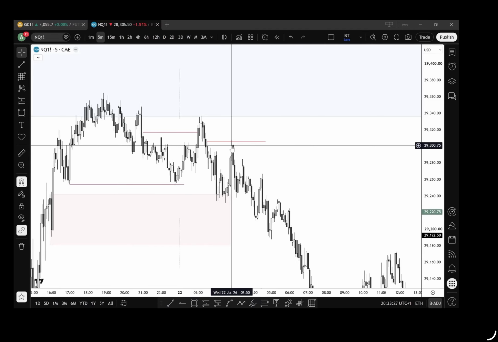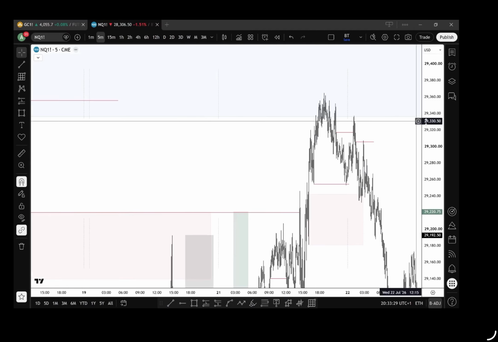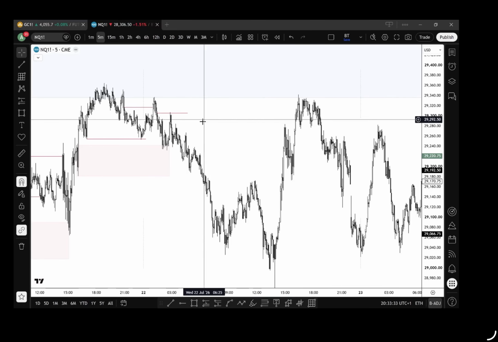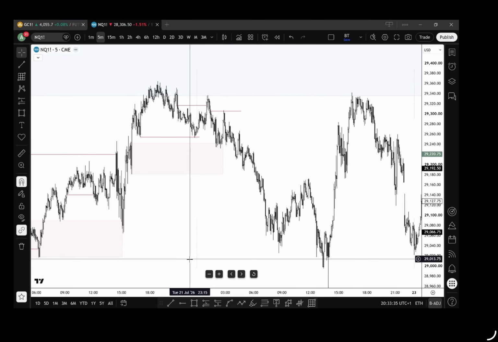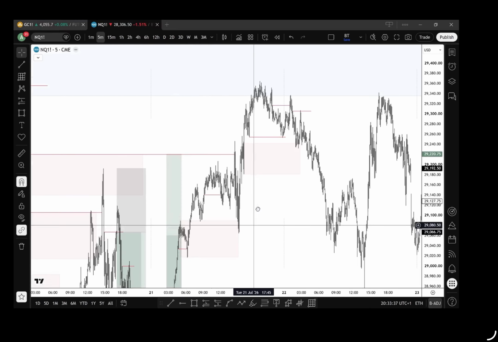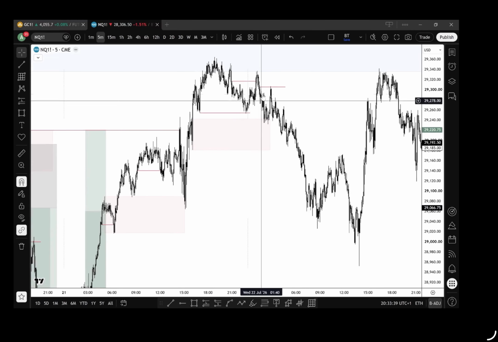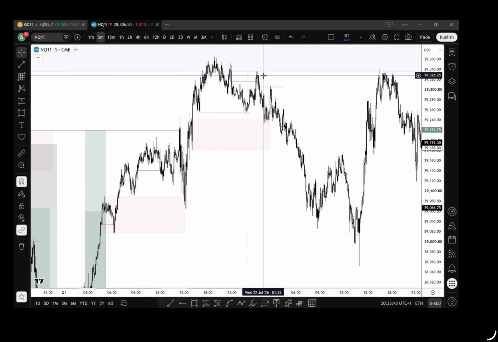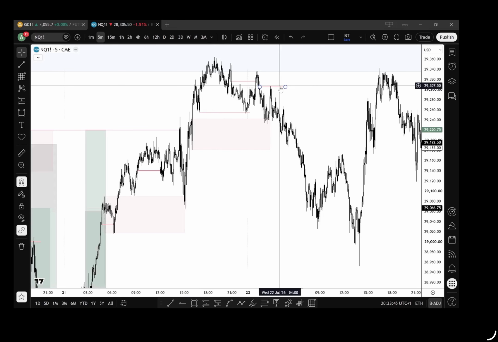Now you could have taken an entry there during Asia, okay, on Wednesday, to the lows. So that's what you could have done, okay. However, with all that liquidity above, I wouldn't have taken it in real time. That wouldn't have made sense.